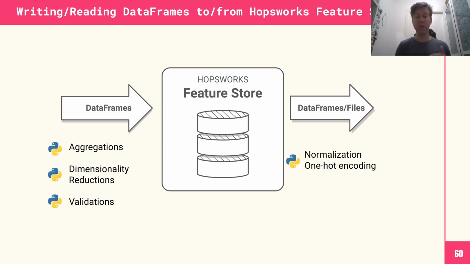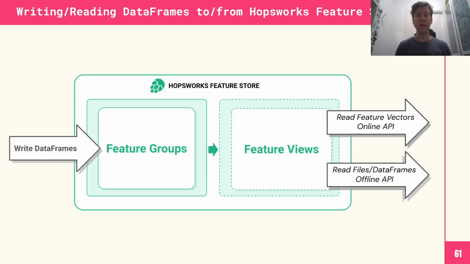And typically we'll do feature engineering on the DataFrames before we write them: aggregations, dimensionality reduction, validations. This is our feature pipeline. And then when we read DataFrames for training, we'll apply the transformations, but also when we read them for inference, we'll need to apply the transformations as well before we feed the input to the models themselves. The actual place where the DataFrames are stored are what we call feature groups in Hopsworks. These are the tables of features.